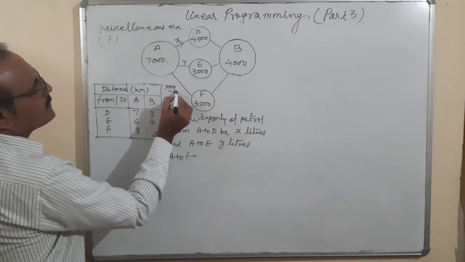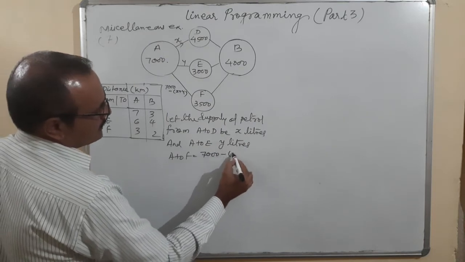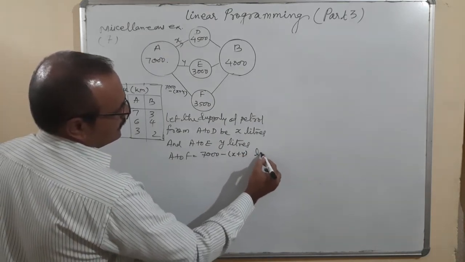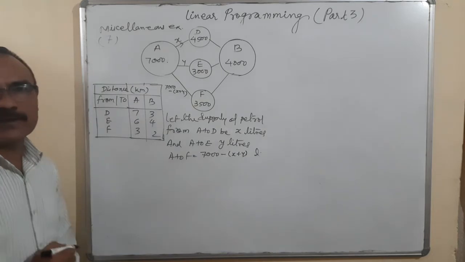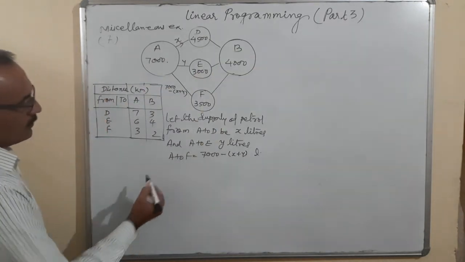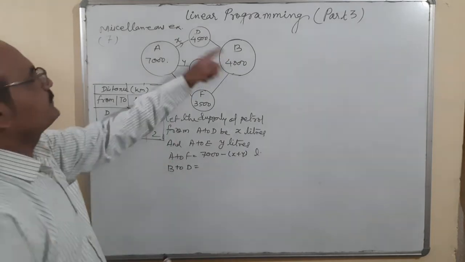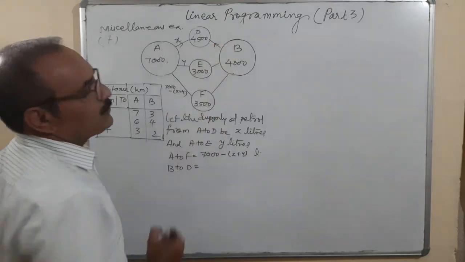7,000 minus X plus Y liter. Okay, 7,000 minus X plus Y liter. Got it? It's okay. This is the supply from A to D, E, F. Now supply from B to D.